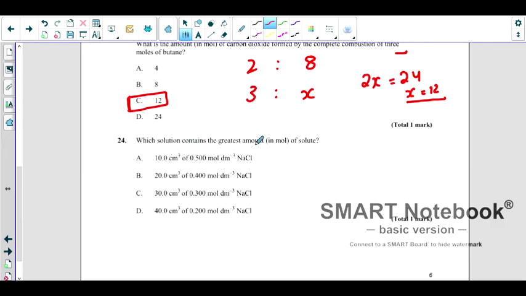Which solution contains the greatest amount in moles of solute? This is again a question related to concentration. C is equal to N over V. Now you want to find the greatest amount. So N is equal to C into V. Just times the volume with the concentration and see which one gives you the highest answer. In this case, we get the highest answer in C part. So C is our answer.